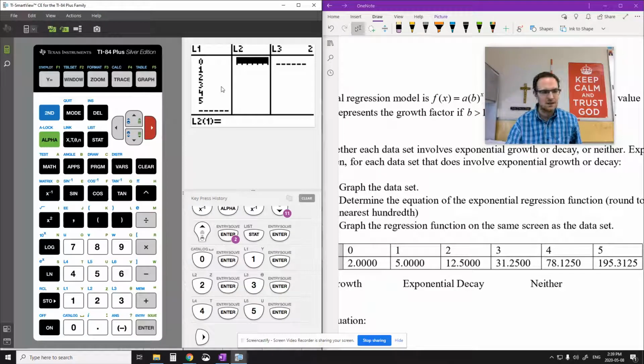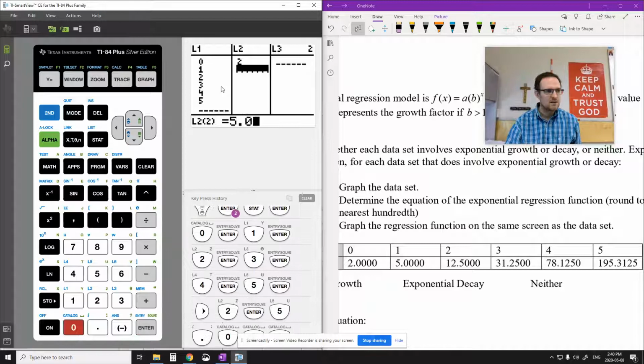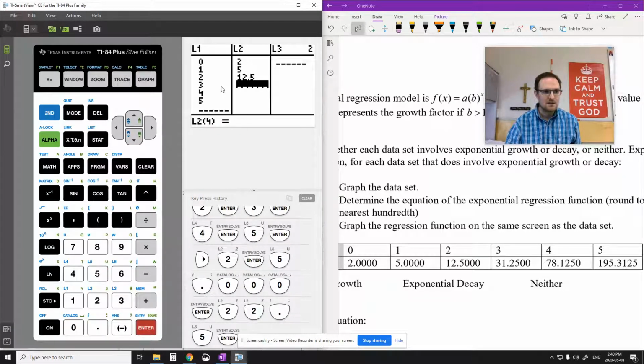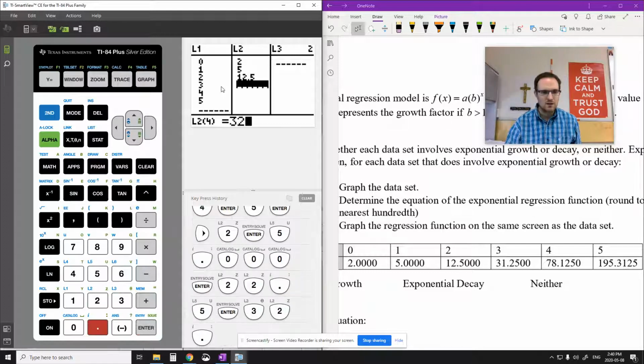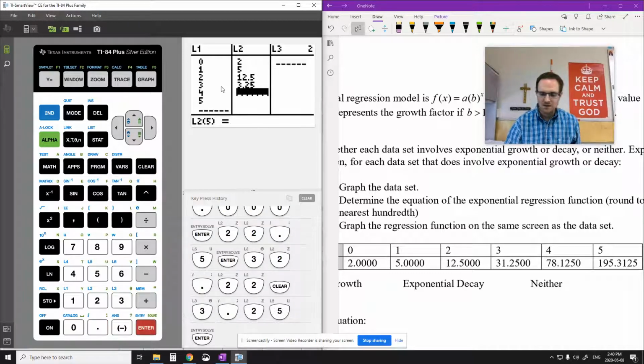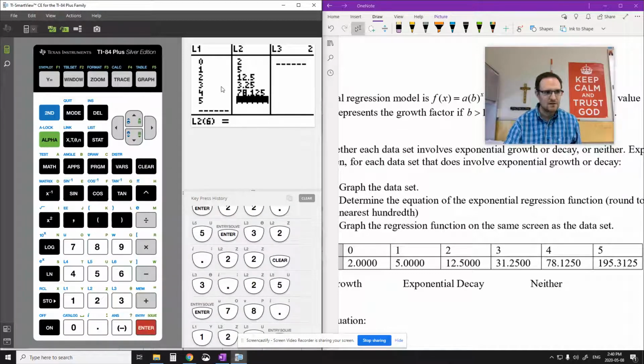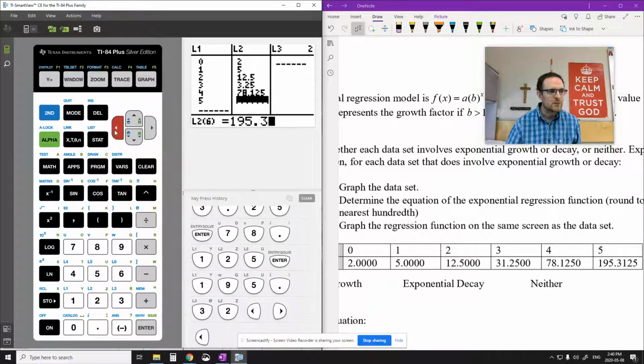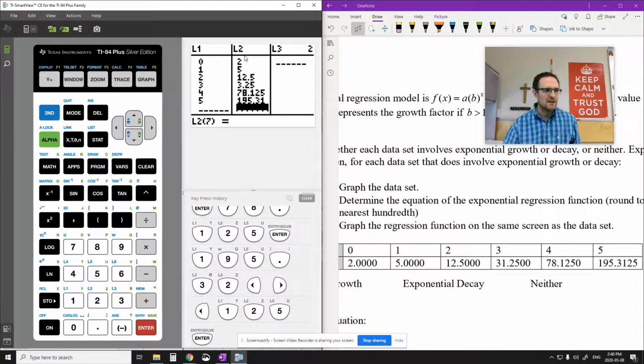In the second column, I don't have to put all the 0.000s. I just have to put 2, because if I put those in there, they're just going to get rid of them for me anyway. 12.5, 31.25, sorry, 78.125, and 195.312. Okay. Got all the data in there. I think it's all correct.